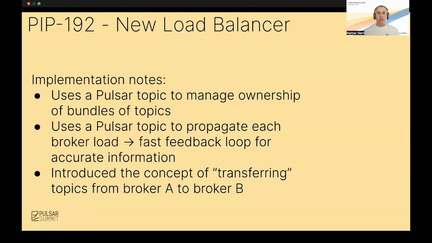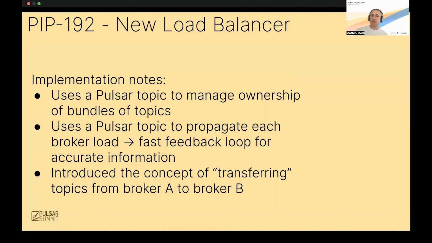We changed a few implementation details in this new load balancer, meaning that we don't use Zookeeper anymore to manage the ownership. Instead, we use a Pulsar topic. We also use the Pulsar topic to propagate all the load information, so that each broker can have a very up-to-date and accurate view of the load on every other broker. Before, we had to rate limit all these updates because of Zookeeper. Now we don't have to, so we can have very up-to-date information everywhere.